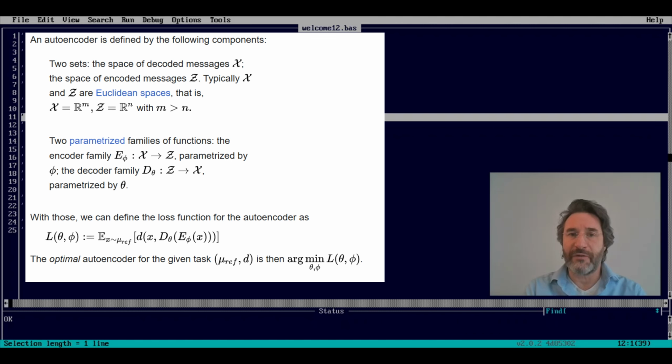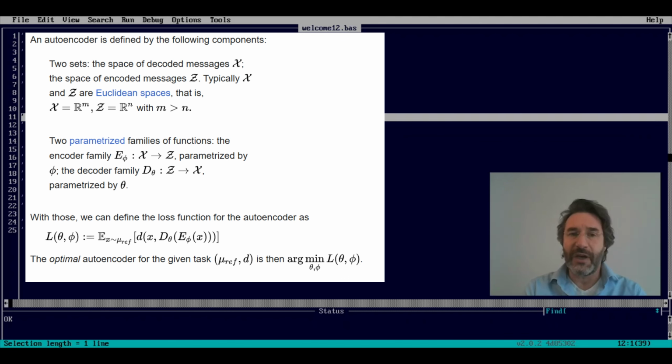Then we also have the second family of functions, which is the decoder family that we call D theta, that goes from Z to X. The parameter now is theta, again an ensemble of parameters that we are looking for, represented in this specific case by weights and biases. The decoder goes from the latent space to the space of inputs, which coincides with the space of output signals that you can get from the network.